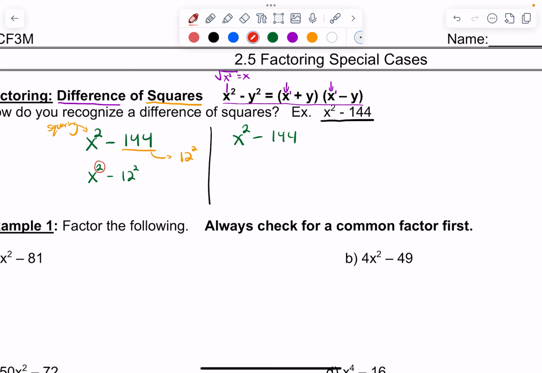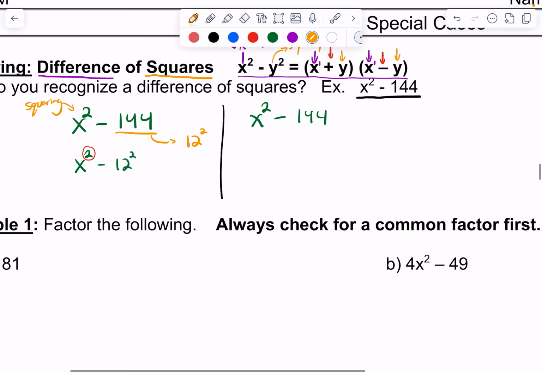Then you just write a plus in the first bracket, a minus sign in the second, and the thing that goes next is the square root of whatever's on the backside. In this formula, it's y squared, so the square root of y squared is y. So y goes there, and a y goes there. So let's apply this formula. We know we're going to get two brackets, and inside those two brackets, there will be a plus in one of them and a minus in the other.